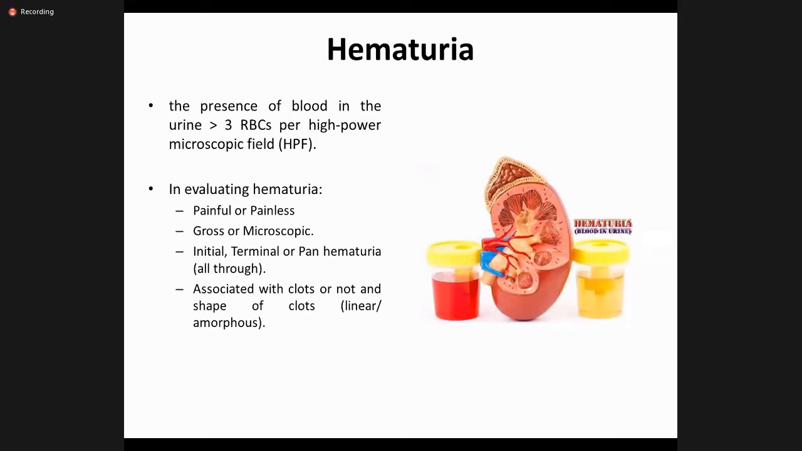If the patient says that he is passing amorphous clots, then we will think that the blood is coming from the bladder. And if he is saying there are linear clots, there are more chances that the bleeding is in the kidney or in the ureter. So the clots will take the shape of a line. Linear clots mean the clots are coming from the upper tract, like the kidney or ureter.